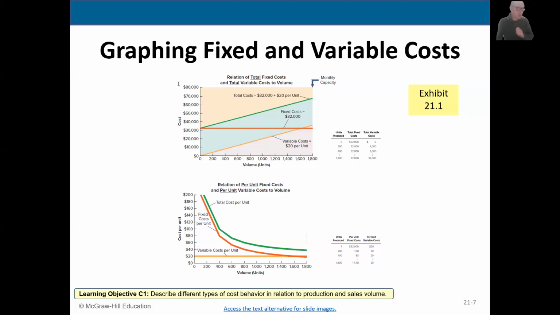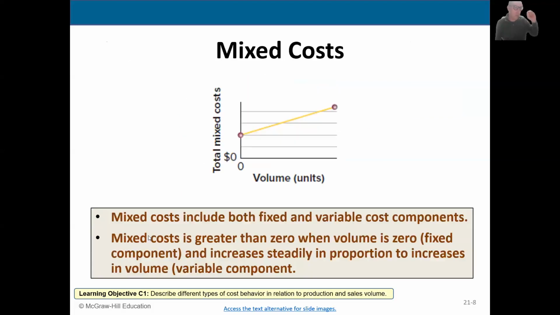There's a third type of cost we need to talk about, and we call it mixed costs. A mixed cost is a combination of both fixed and variable cost components. Not together, that would be total cost, but fixed and variable cost components. Here's what I mean by this, and I'm going to give you a real life example.